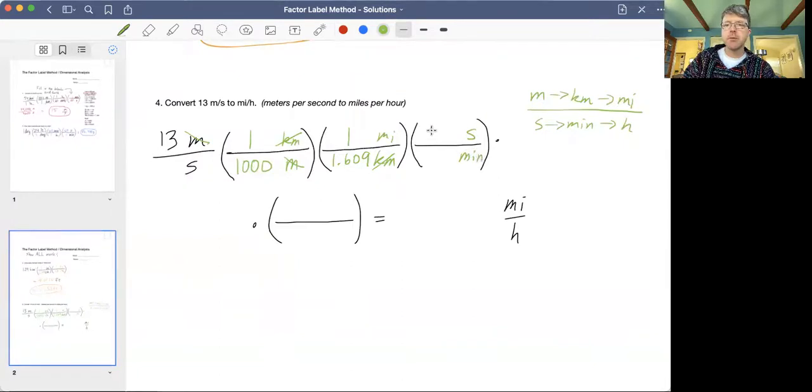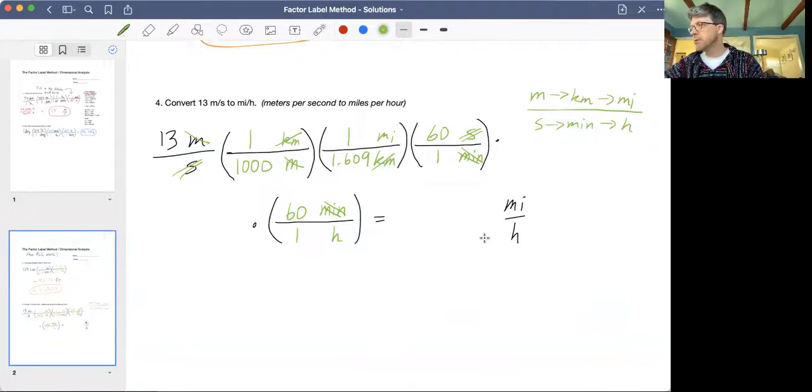And now let's do the numbers. 60 seconds in 1 minute. Let's take seconds out of there. Now we're going to take minutes from the denominator, put it in the numerator, so it cancels minutes. And now we're going to put hours. 60 minutes in 1 hour. And let's check and make sure we have everything canceled out. We got miles and we've got hours. That's it, miles per hour.